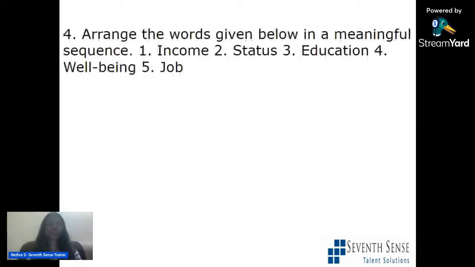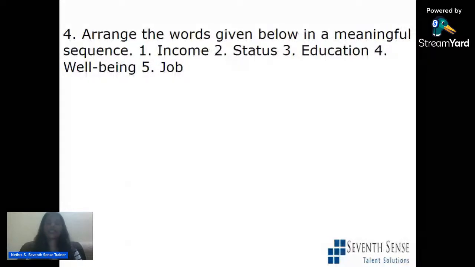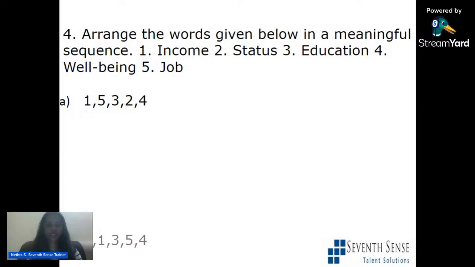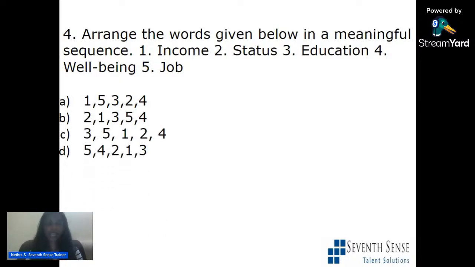So arrange the words given below in a meaningful sequence. In this, first one is income, second one is status, third one is education, fourth one is well-being, and fifth word is job. And these are your options. Think and answer and be ready with your reason also. For the fourth question, what is the answer? Which one is the correct one?